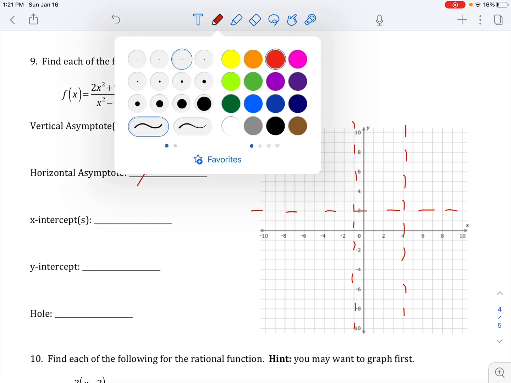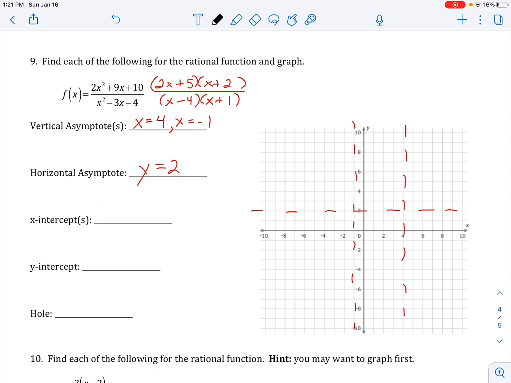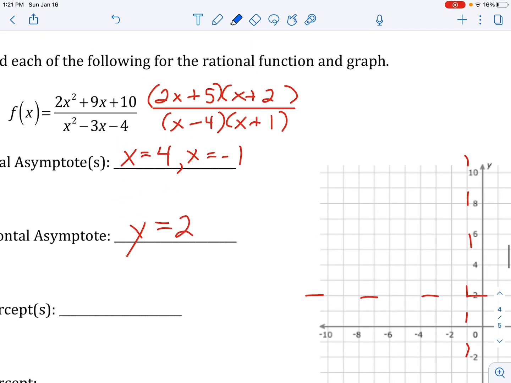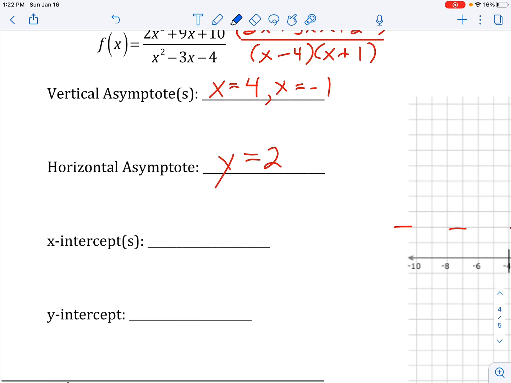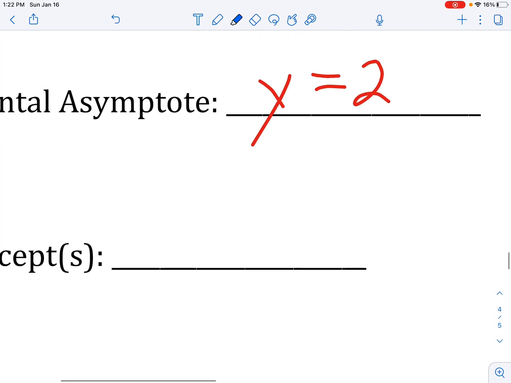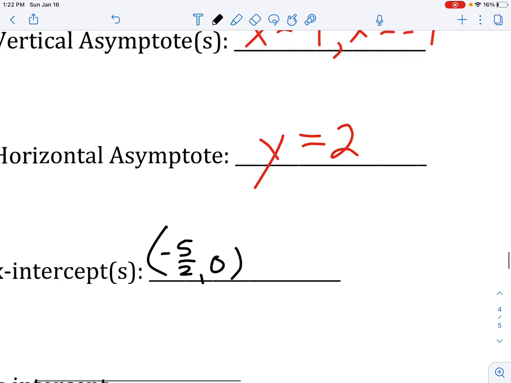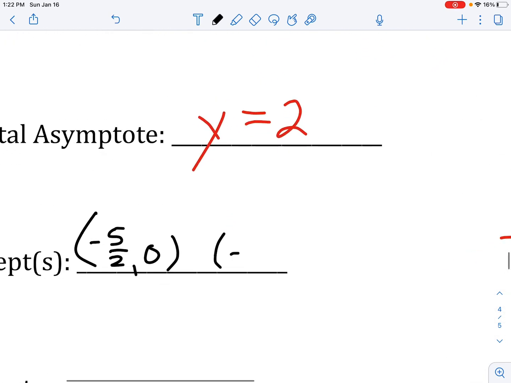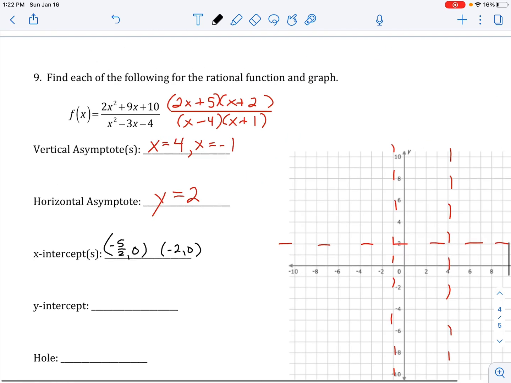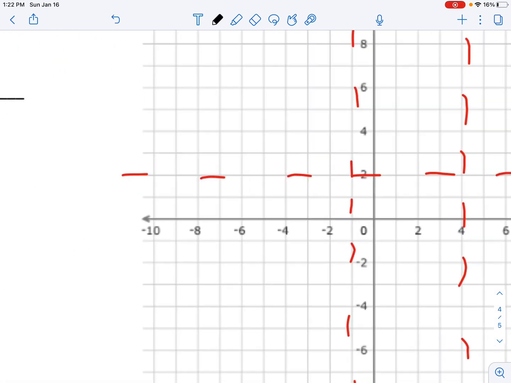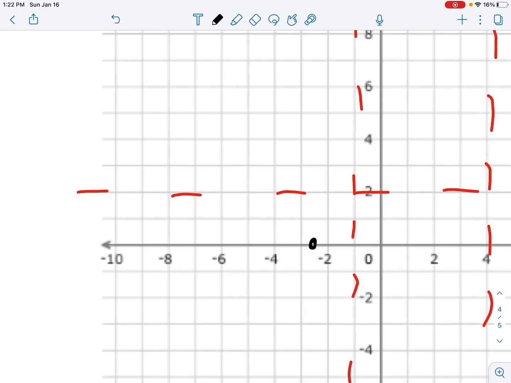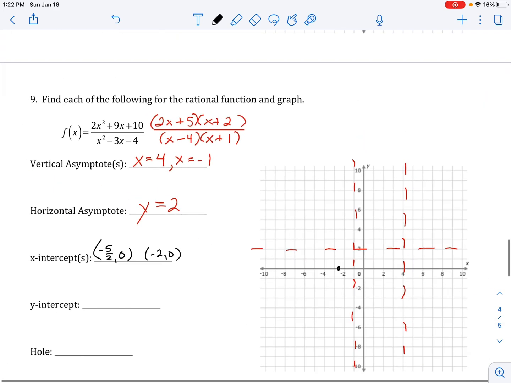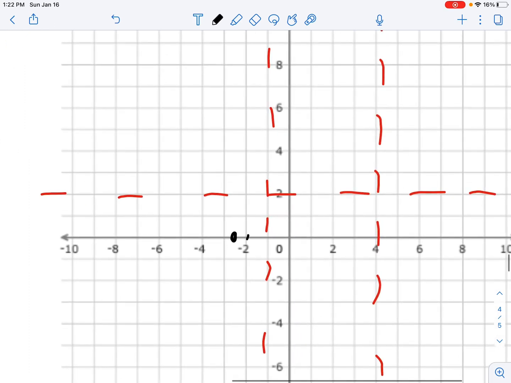Then we will do the intercepts. X-intercepts are whatever make the top equal to 0. So when x is negative 5 halves or negative 2, my x-intercepts are at negative 5 halves, 0, and negative 2, 0. So negative 5 halves is like negative 2.5. And negative 2, 0, oh, that's right here.